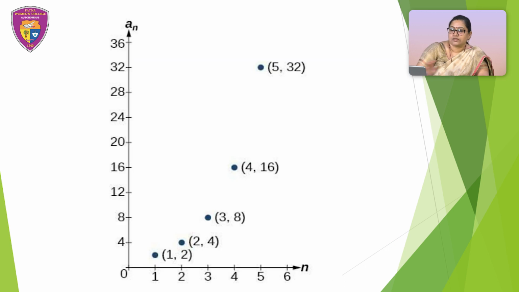Now, how can a sequence be represented graphically? Here you can see that corresponding to n equal to 1, the first term of the sequence is 2. Corresponding to n equal to 2, the second term is 4. Corresponding to n equal to 3, the term is 8. In ordered pairs, we have arranged the terms of the sequence correspondingly. In this way we can represent a sequence graphically. So this is the graphical representation of a sequence.